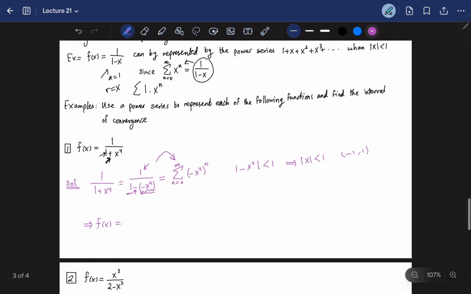So now if you want to actually write your function as a power series, this is the summation, and now we can distribute the n: negative 1 to the n, x to the 4n, n equals 0 to infinity, for absolute value of x less than 1. So it's all about getting your function into the form of a geometric series.